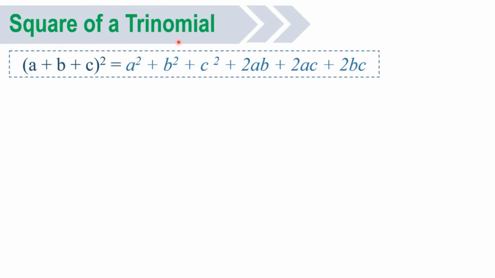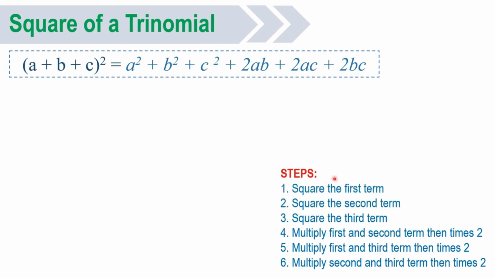Square of a trinomial. For example, a plus b plus c, that is a trinomial, raised to 2, so we call it square of a trinomial. And to solve for this, you just have to follow these steps. It's quite long, but it is actually easy to remember because they are just repeating. First, square the first term, then the second term, then the third term. Fourth, multiply first and second term, then times 2. Fifth, multiply first and third term, then times 2. And the last one, multiply second and third term, then times 2.